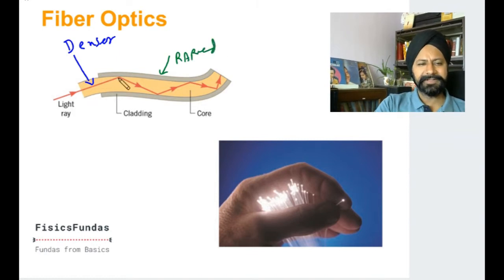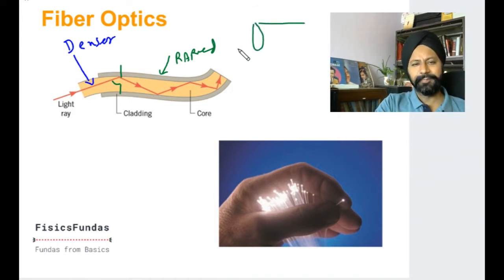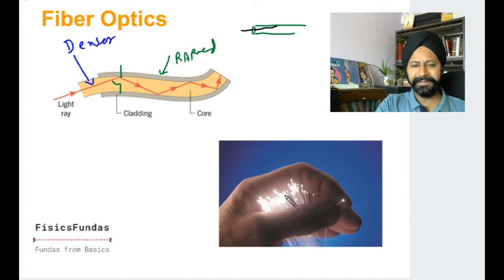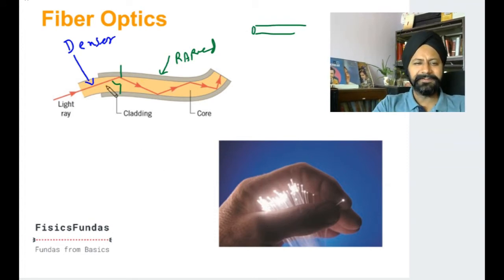Now the light is traveling here. Look at the angle here. If these are thick, there is a possibility that the angle here will not be critical angle. But let's say it's very thin. Whatever light enters in, see how big the angle is. It's going to be more than critical angle, and that's why these fiber optics are very thin.